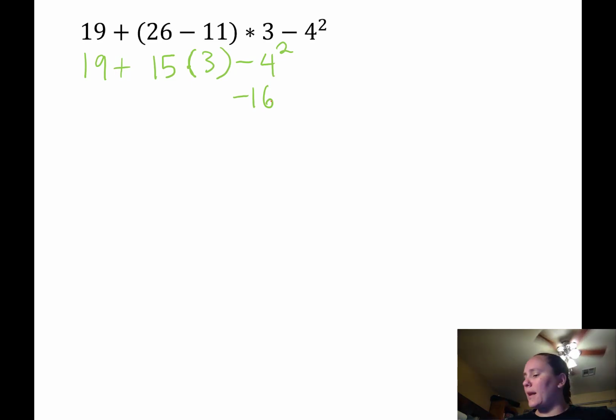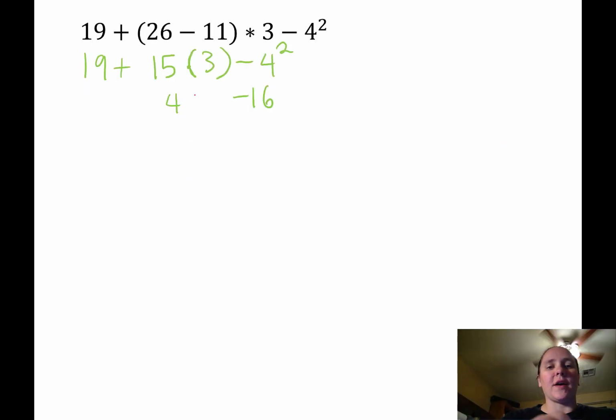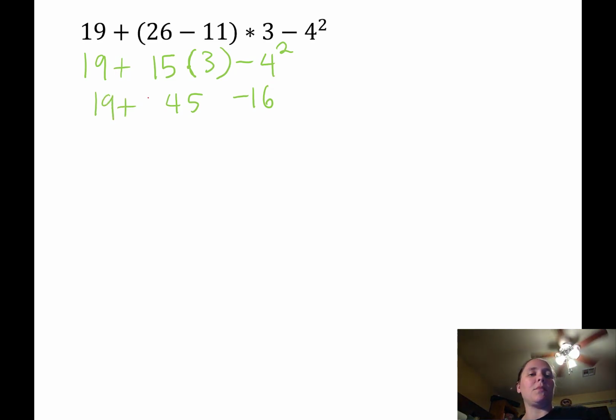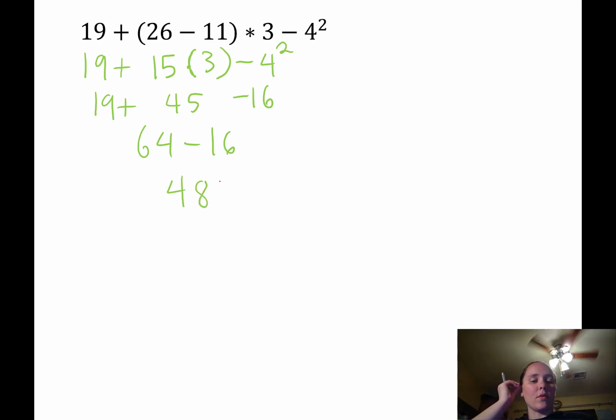15 times 3, and I'm going to go ahead and work that out at this time just to save us a few steps, is 45, and I still have the 19. So I end up in this step with 19 plus 45 minus 16. I've taken care of all the multiplication. So now I'm going to work from left to right. So 19 plus 45 gives me 64. Minus 16 gives me 48. All right, and that is order of operations.